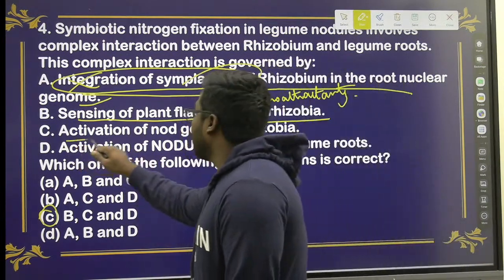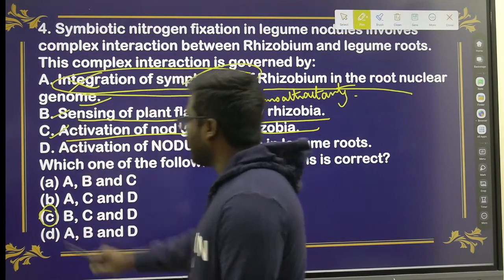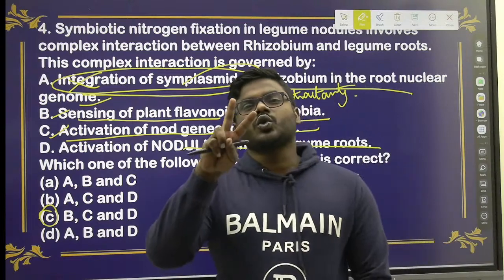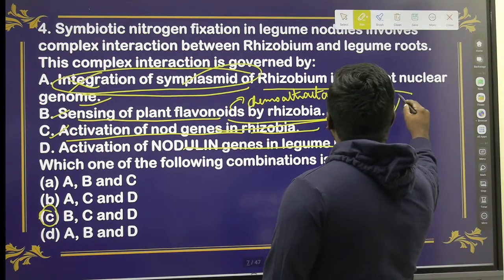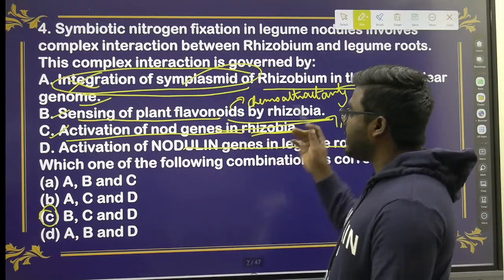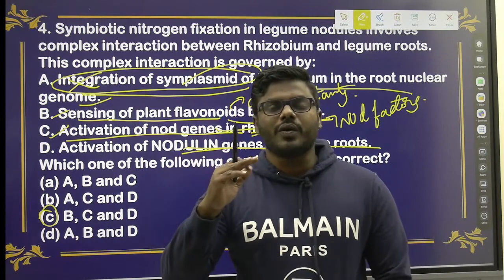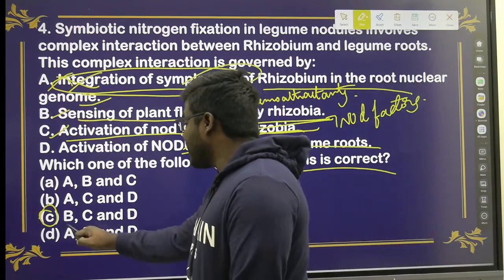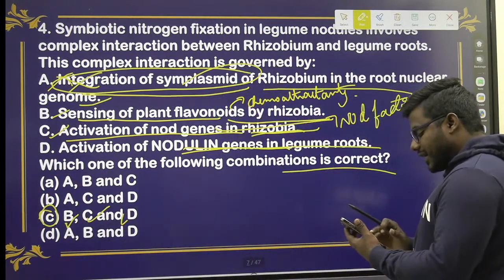Then option C, activation of NOD genes in the rhizobia. Obviously true. Activation of NOD genes in the legume roots. We have discussed very clearly. There are two types of genes. Sometimes, friends, NOD genes we can also call NOD factors. Correct? NOD genes or NOD factors are present in the bacteria, and NOD genes are present in the leguminaceae plants. But both are involved in what? Nitrogen fixation only. They have asked the combination of correct ones. A will be wrong. Obviously B is right, C is right, D is right. Hence the correct answer will be C. Simple question. Friends, get ready for question number 5.